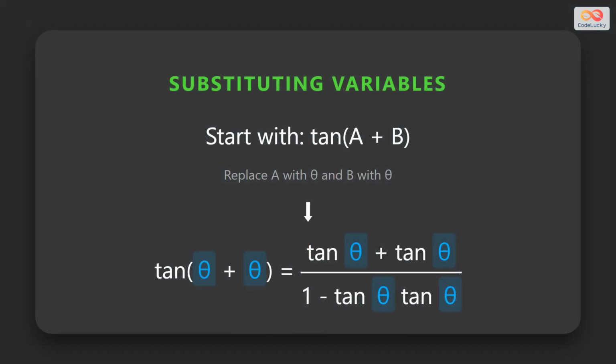Let us perform the substitution. We take the sum formula and replace every instance of A with theta and every instance of B with theta. This gives us tangent of theta plus theta equals tangent theta plus tangent theta, all divided by 1 minus tangent theta times tangent theta.